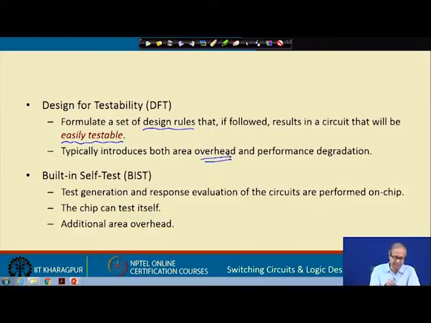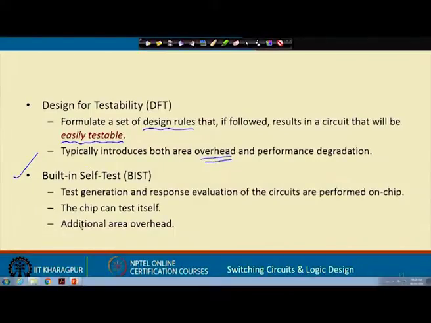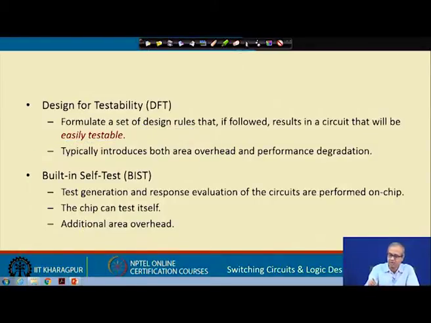And finally, you have something called built-in self-test, where when you fabricate a chip, some testing hardware is also fabricated inside the chip itself. The chip can test itself. From outside, you do not have to do anything. The chip will tell you that I am good or I am bad. Okay? So, these are the different processes that we typically talk about during the process of testing.